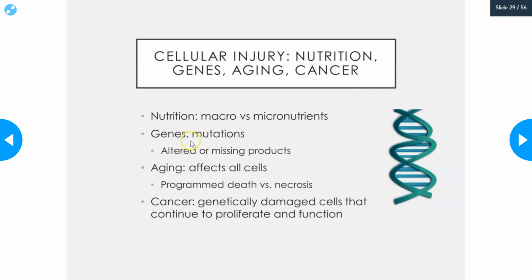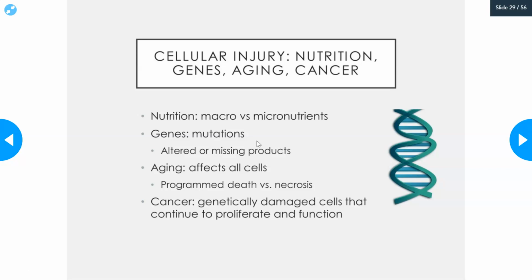Genes: you can have mutations in a genetic code, and then it causes altered or missing products. You can also have epigenetic changes, which are changes in which genes are turned on and which genes are turned off and what they do. Aging simply affects all cells. Again, we talked about programmed death versus necrosis. Programmed death means that there are certain cells in your body that have a certain lifespan. Some it's a few days, some it's much longer than that, some weeks or months, and once their programmed death happens, they're replaced with newer ones.